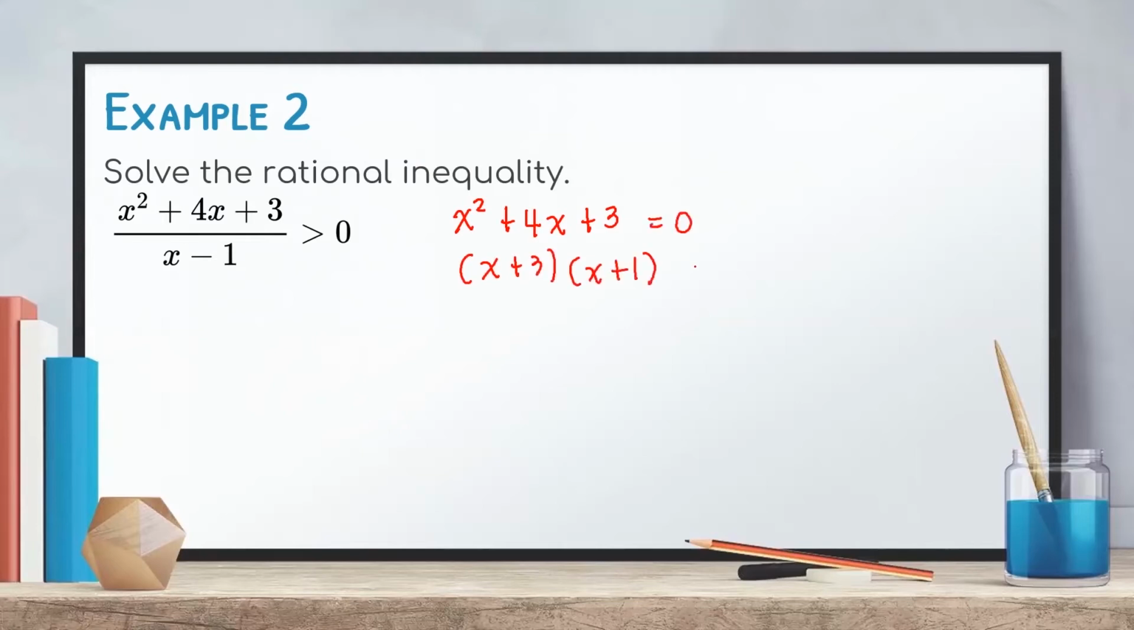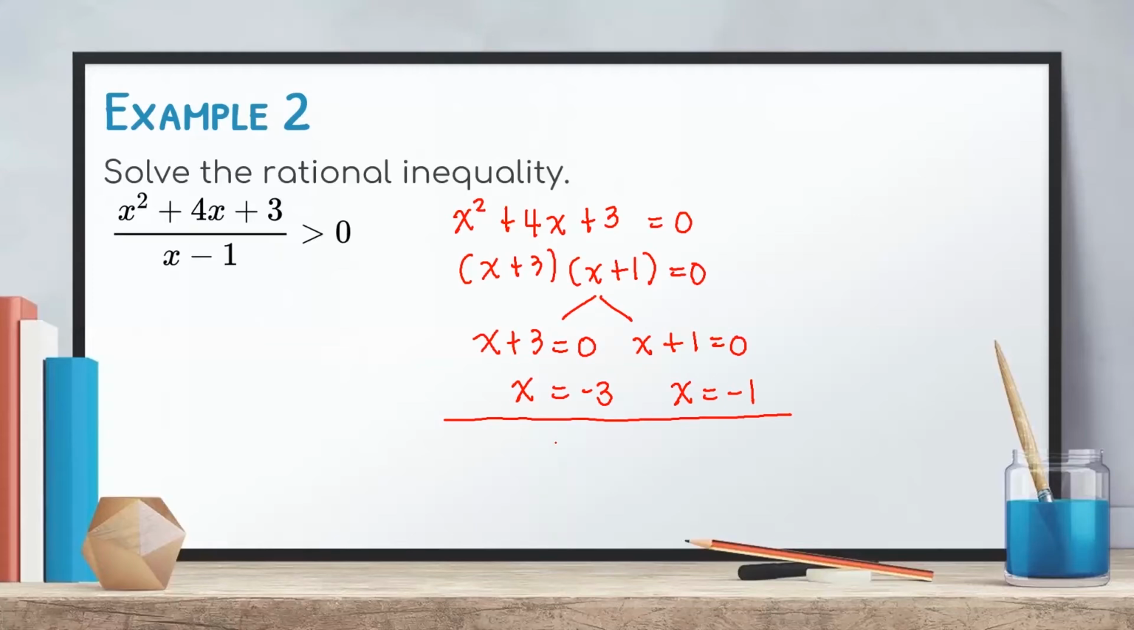Let us equate both factors to 0. So we will have x + 3 = 0 and x + 1 = 0. Next, solve for x. Here, x is equal to negative 3 and here, x is equal to negative 1. Therefore, the zeros of the numerator are negative 3 and negative 1. The zero of the denominator is x - 1 = 0, so x = 1.